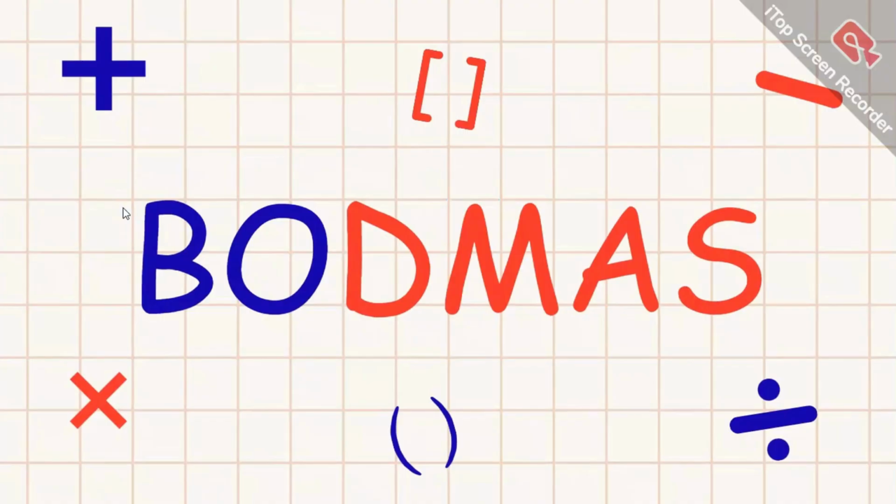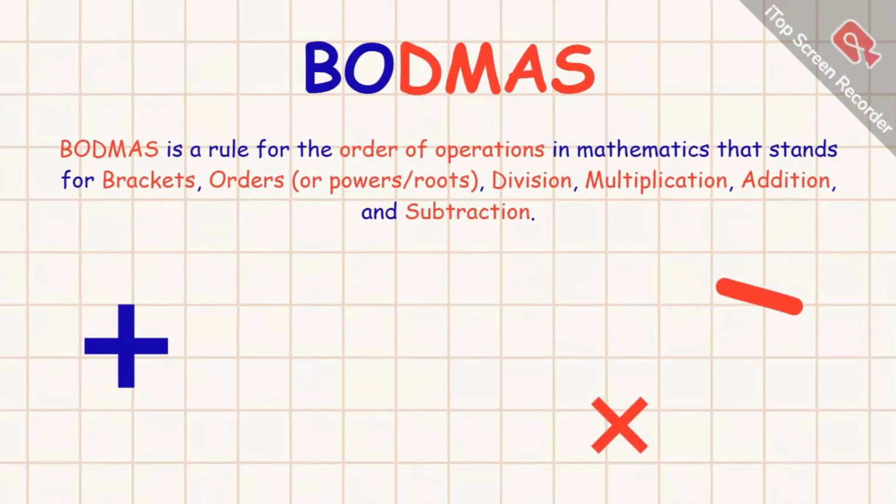So in today's video, we're going to learn about BODMAS. BODMAS is a rule for the order of operations in mathematics that stands for brackets, orders or power/roots, division, multiplication, addition, and subtraction.